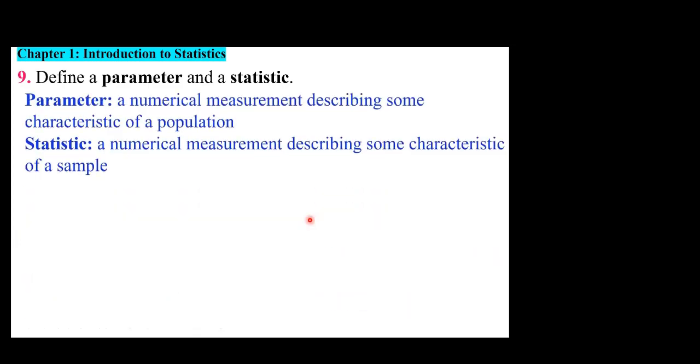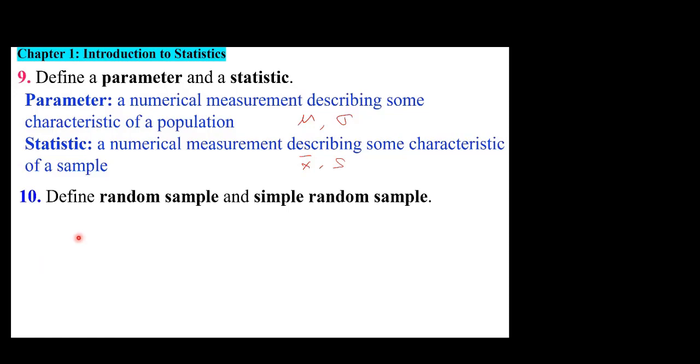Define a parameter and a statistic. A parameter is a numerical measurement describing some characteristic of a population, whereas a statistic is a numerical measurement describing some characteristic of a sample. Normally, in the case of a parameter, we use Greek letters such as mu and sigma. Mu represents the population mean. Sigma represents the population standard deviation. In the case of a statistic, we use Latin letters such as X bar and S.